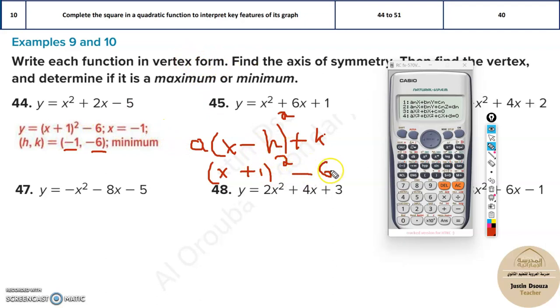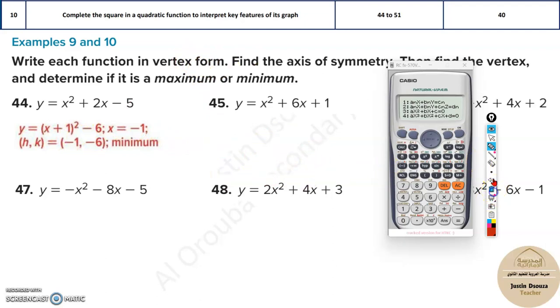You can write it like this, or there's one more method. If you remember the whole square formula, let's apply the whole square formula to this and let's solve.